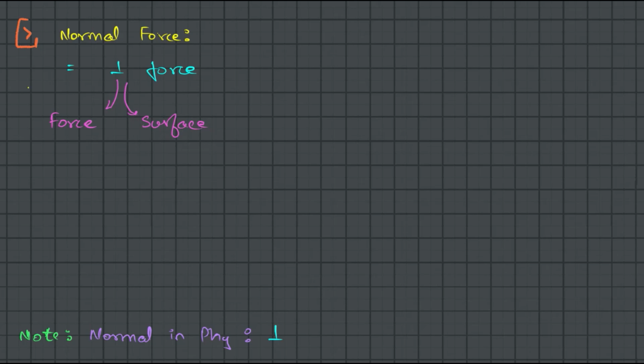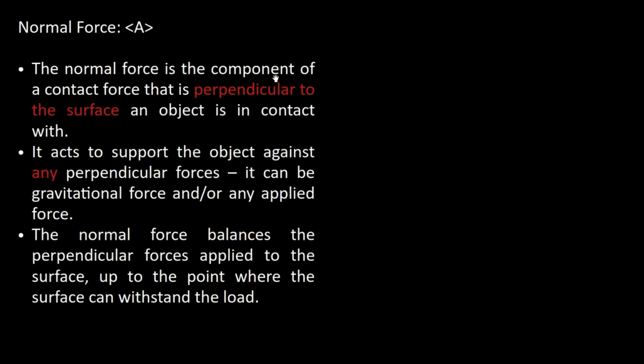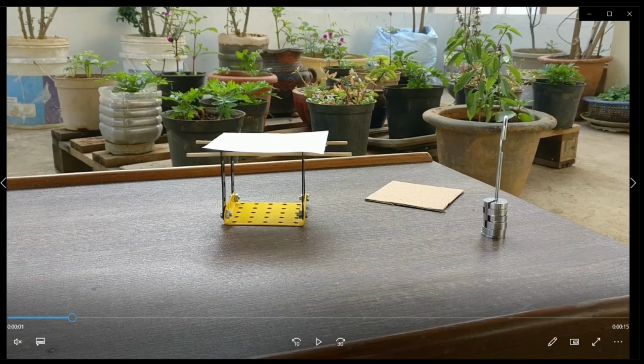So basically your normal force is the component of the contact force that is perpendicular to the surface an object is in contact with. I'll give you guys an example.